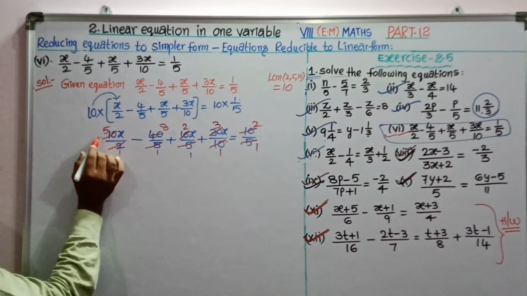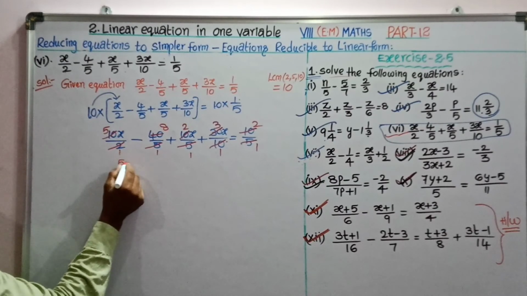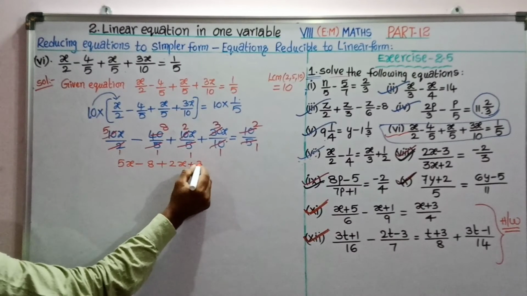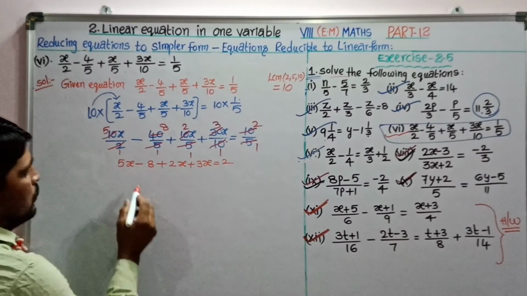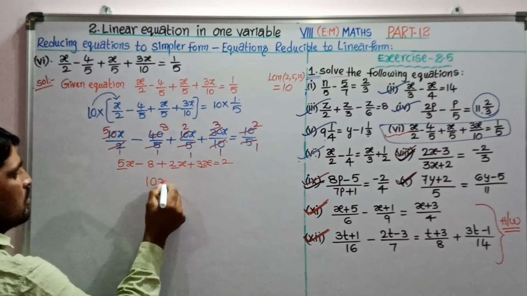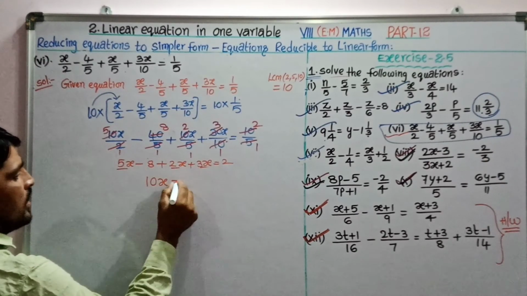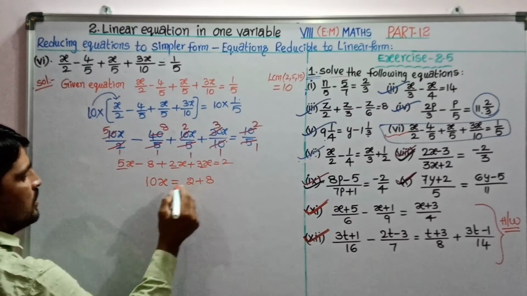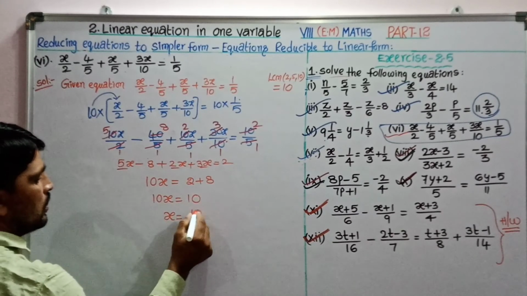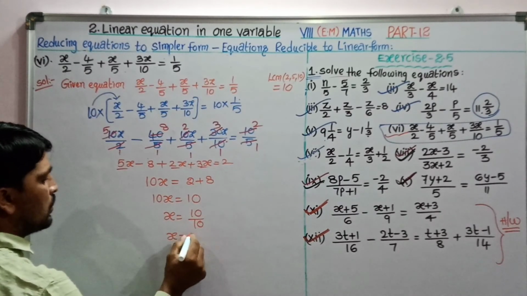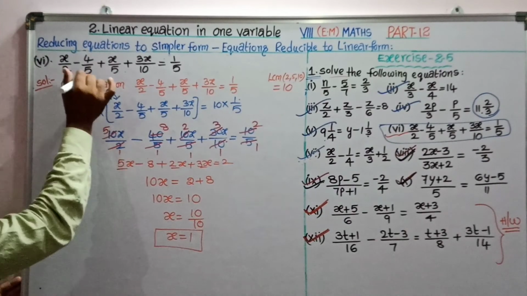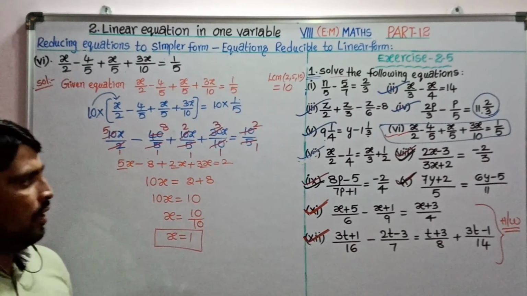What we left in LHS and RHS, let us write 5 into x by 1, 5x minus 8 plus 2x plus 3x equal 2. So 5x, 2x, 3x are like terms in LHS, add them, we get 10x. Transpose minus 8 to RHS, we get 2 plus 8. That is 10x equal what? 10. X equal 10 by 10. 10 by 10 is nothing but 1. So x equal 1 is the solution of the given equation.